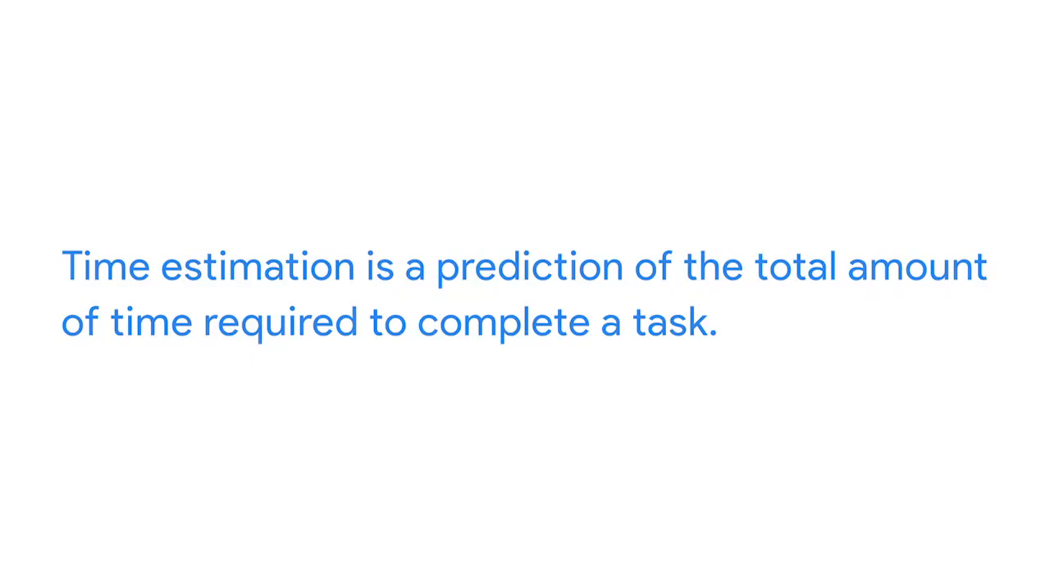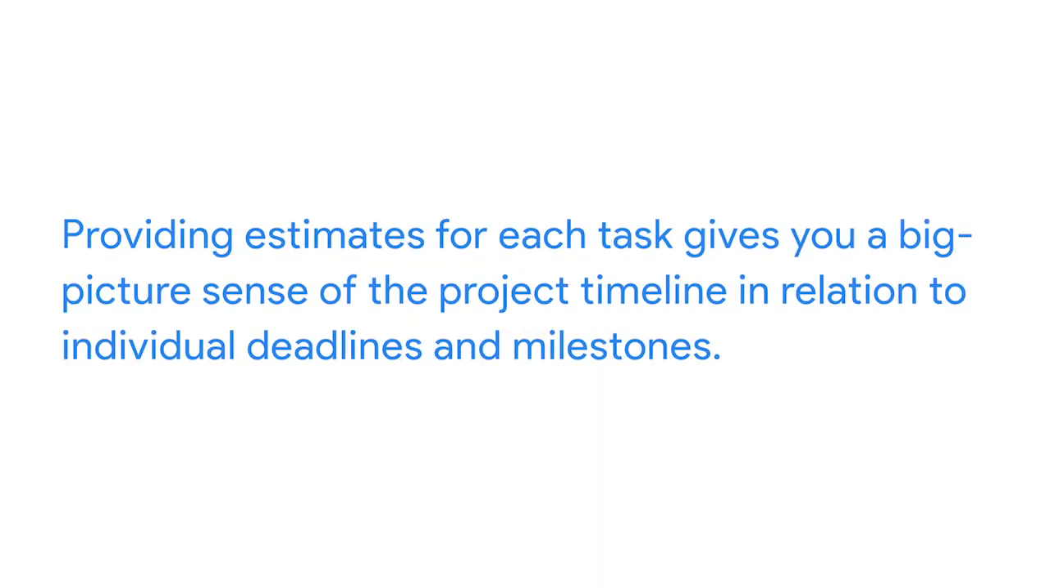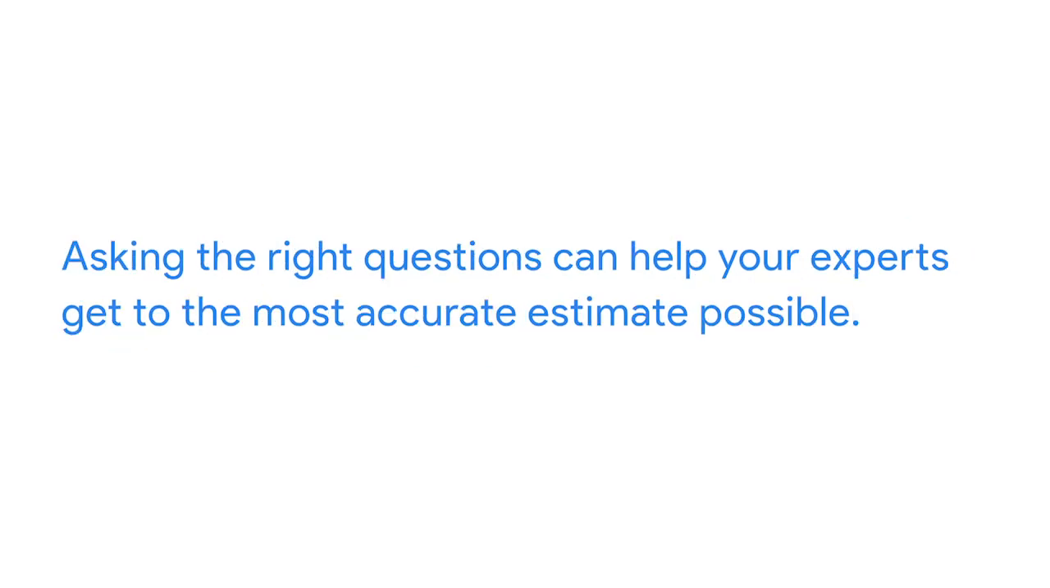Okay, let's review what we just covered. Time estimation is a prediction of the total amount of time required to complete a task. Providing estimates for each task gives you a big picture sense of the project timeline in relation to individual deadlines and milestones. And asking the right questions can help your experts get to the most accurate estimate possible. Try checking their understanding of the task, or ask for estimates of the sub-steps. Discuss assumptions and compare the expert's estimates against the actual time spent on similar tasks in previous work.